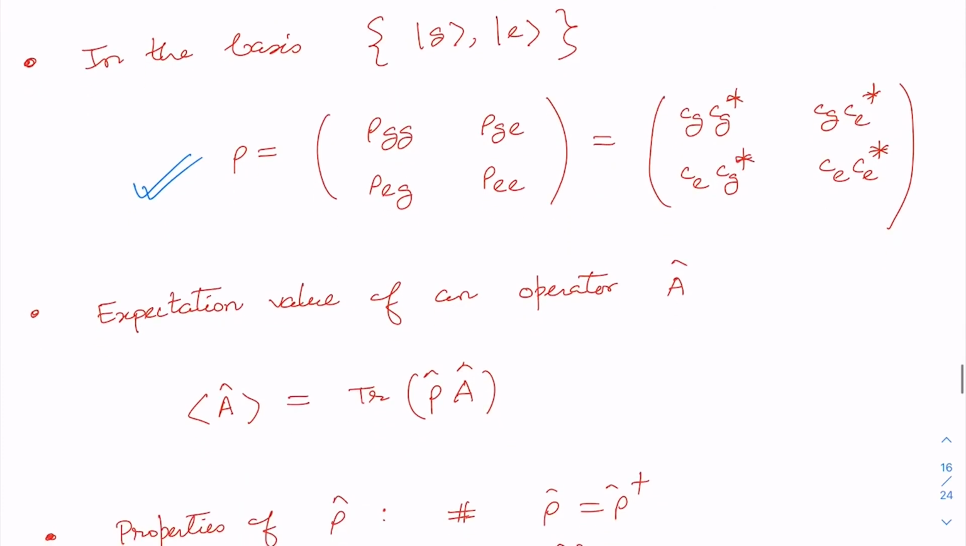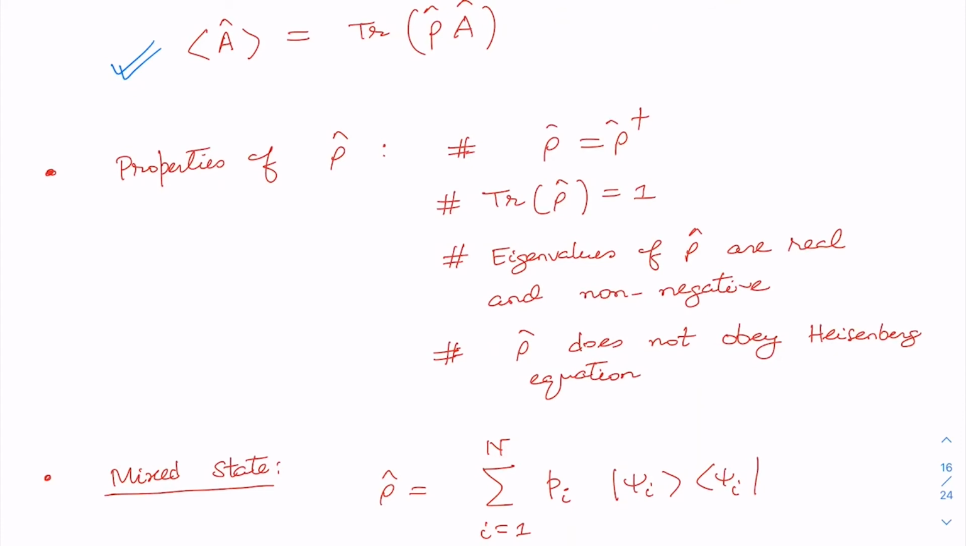The expectation value of an operator A can be worked out just by taking the trace of the product of the density operator and the operator A. We also learned about the properties of the density operator. For example, the density operator is Hermitian, the trace of rho is equal to 1, and the eigenvalues of rho are real and non-negative. But rho does not obey the Heisenberg equation, and this is due to the fact that though rho is Hermitian, it does not correspond to any physically measurable quantity.